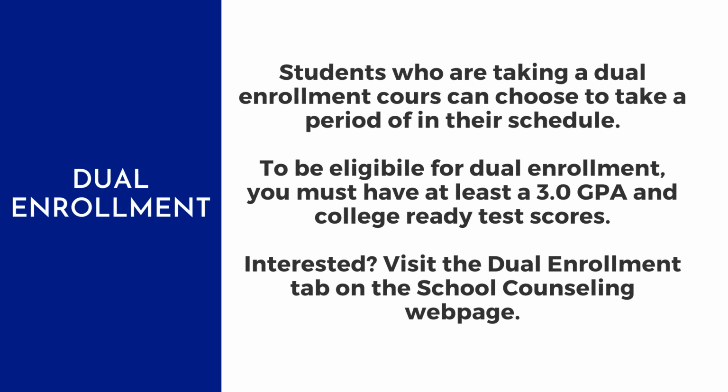Students who are planning to take a dual enrollment course can choose to take a period off in their schedule. To be eligible for dual enrollment, you must have at least a 3.0 GPA and college-ready test scores. If you are interested in taking a dual enrollment class, we have a detailed presentation and step-by-step registration instructions under the dual enrollment tab on the school counseling webpage.